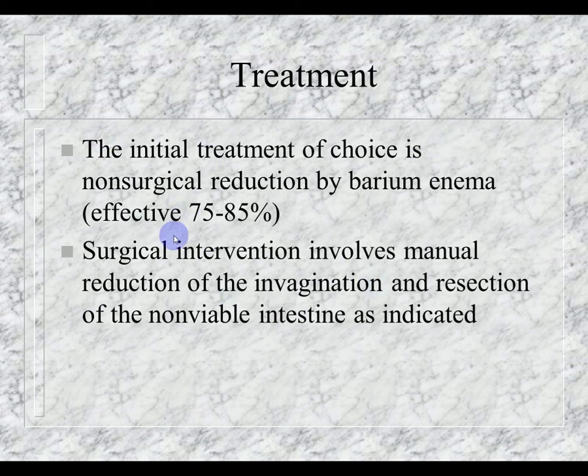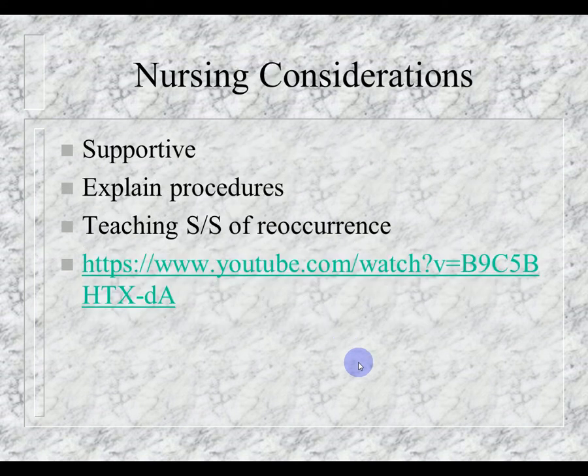Treatment: the initial treatment is non-surgical reduction by your barium or water contrast enema with air pressure. And this is effective 75 to 85% of the time, so very effective. Surgical intervention involves manual reduction of the invagination and then a resection. So you hope and pray that the non-surgical reduction works. Otherwise, on these young kids, you're doing bowel resections. Nursing considerations are supportive: explaining the procedure and teaching the signs and symptoms of reoccurrence. And I've got a YouTube video there you can watch as well that will help explain that better.